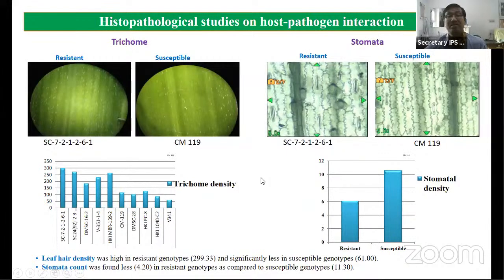And if you see the plant characters, in case of resistant germplasm, so many leaf hairs were found, which are known as trichomes. On the other hand, in susceptible CM119, fewer trichomes were counted. Similarly, with respect to the number of stomata, in the resistant one, SC7, a lower stomata count was recorded. On the other hand, in susceptible CM119, many stomata were recorded.